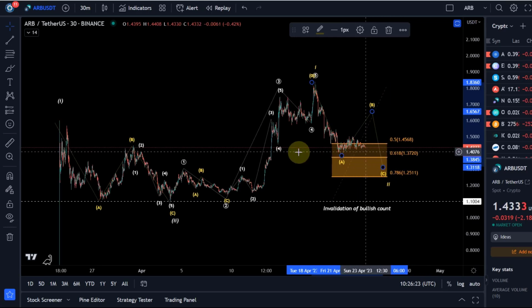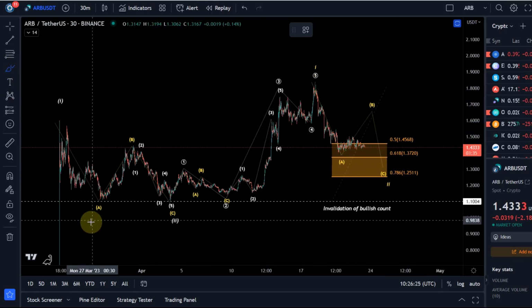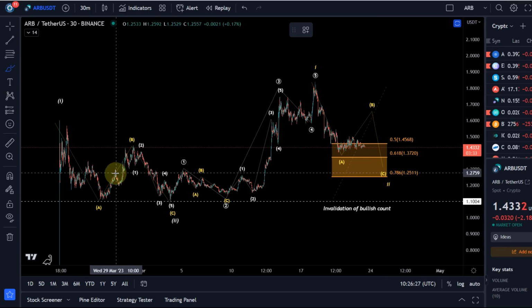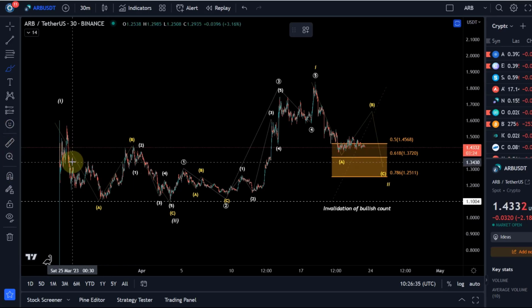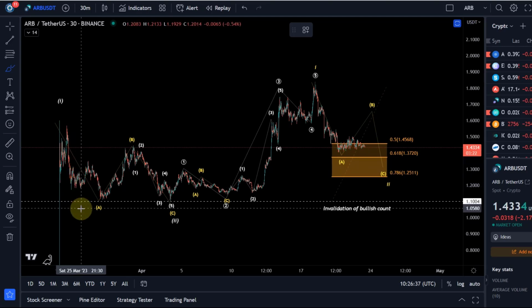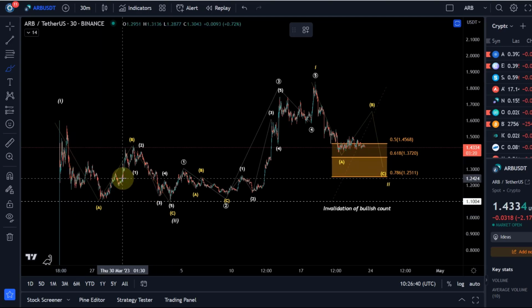Quick recap on the previous video. We did say that it looks like, and bear in mind, this count is less reliable because the chart history is so short. So please understand that any technical analysis on a coin with such a short chart history is less reliable. Still though, we can identify levels to measure our risk against.